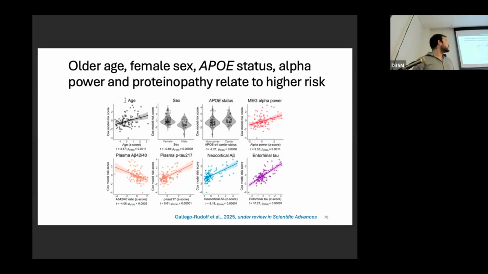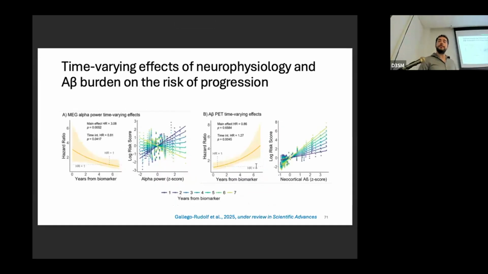So this plot just shows the contribution of different biomarkers, and I did this basically by correlating the raw biomarker measurements against the predicted risk scores based on the Cox model. So as we would expect, being older, being female, being an APOE carrier, having higher levels of alpha power, and higher levels of proteinopathy in PET and plasma were all associated with having higher chances of progressing to MCI, which is consistent with what other people have suggested in the past.